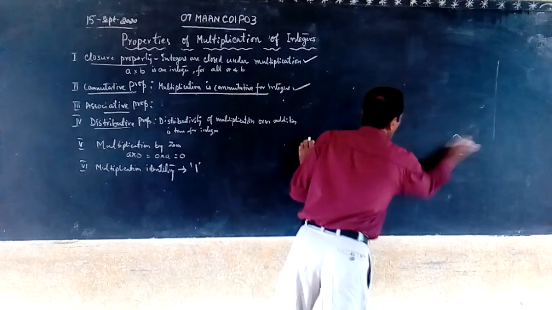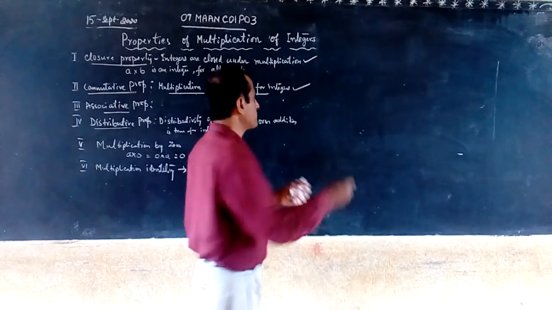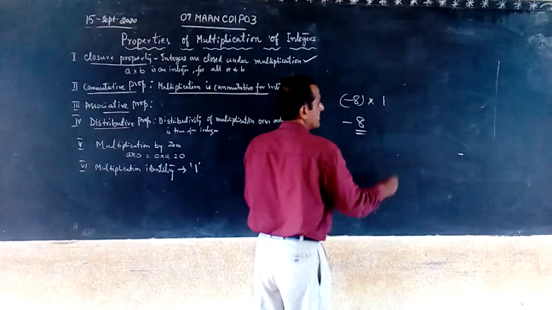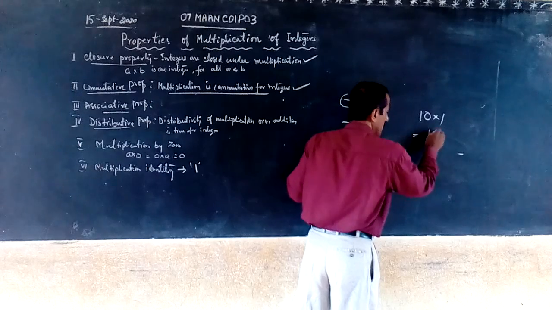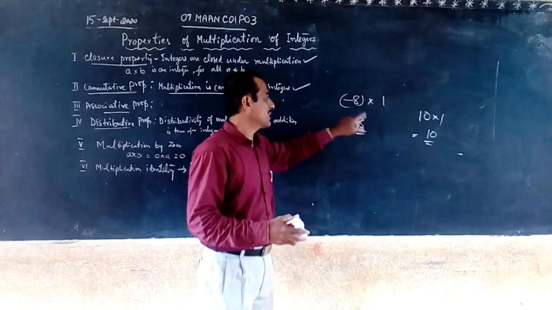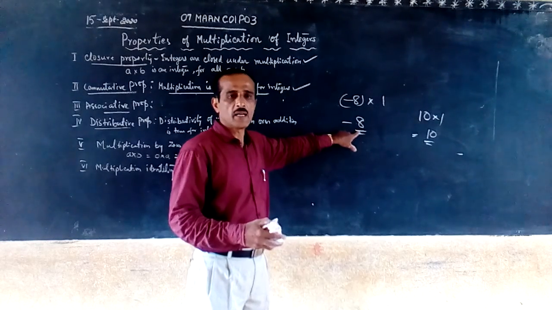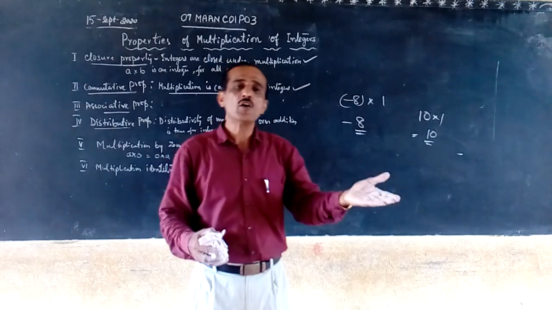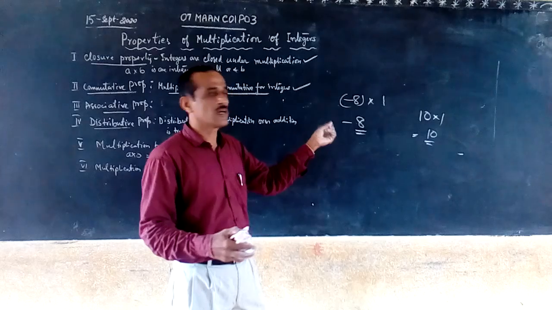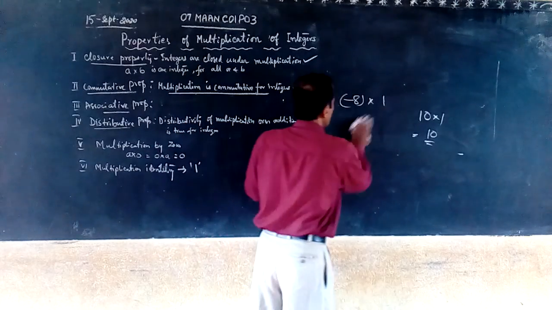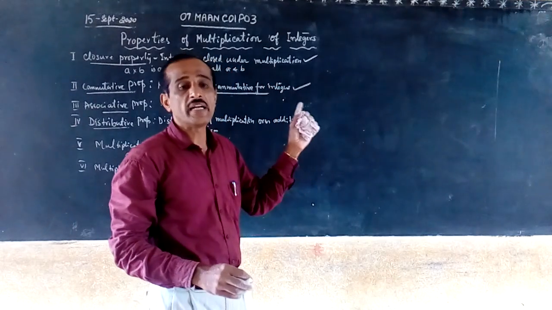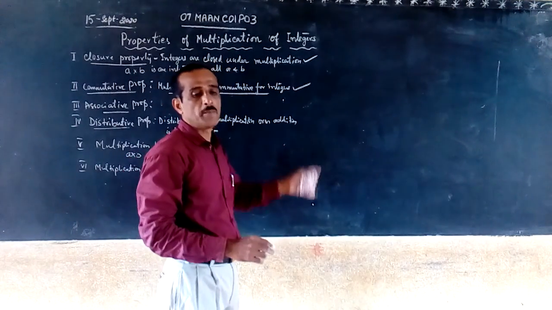If multiplied by 1, what happens? If you multiply an integer by 1, say minus 8 into 1, what is the answer? Minus 8. Or plus 10 into 1, what is the answer? Plus 10. So if you multiply any integer by 1, the product is that number itself. If you multiply an integer by 0, the product is 0. If you multiply any integer by 1, the product is that integer itself. Therefore, this is called the multiplicative identity. One is the multiplicative identity.